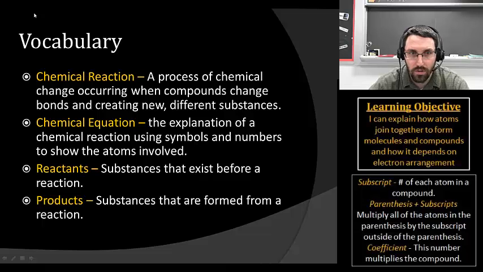Other vocab, chemical reactions. It's basically the process of chemicals changing, or the process that occurs when compounds change their bonds and create new different substances. An equation is just a summary of what that is using the symbols and numbers, showing how many atoms are involved in this process. Reactants are the substances that exist before a reaction. I like to call it the stuff you start with, and products are the substances formed from the reaction.